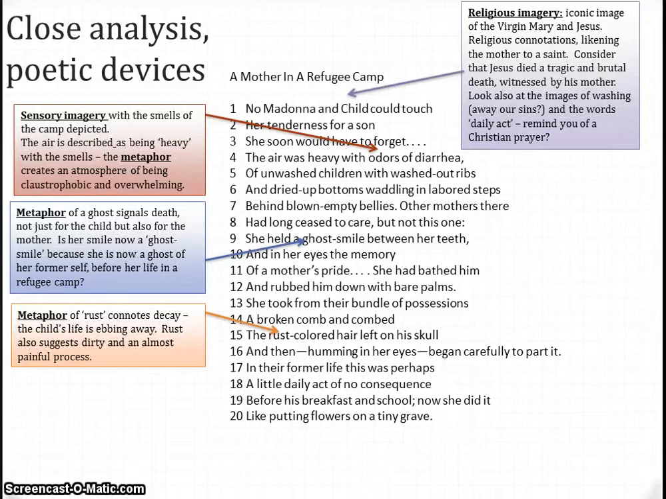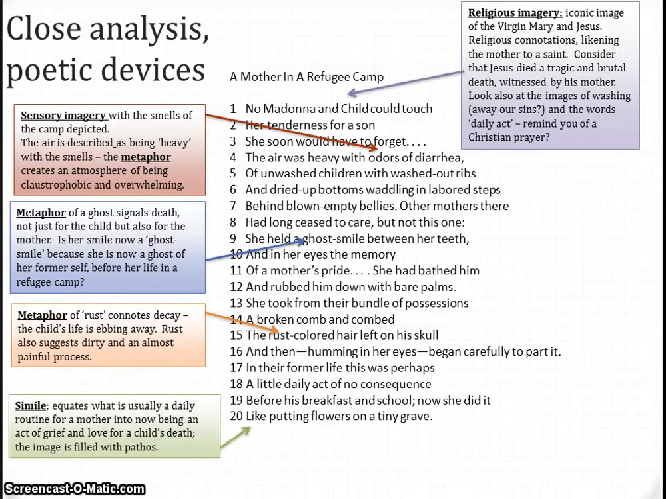We then get another metaphor, I think one of the most powerful ones in the poem. The rust-coloured hair on his skull, and then humming in her eyes. The metaphor of rust connotes decay. The child's life appears to be ebbing away. Even the hair is being lost. It's not left on his skull. For me, rust also suggests quite a painful process, something that is dirty and difficult. And again, is this reflecting the child's experience?